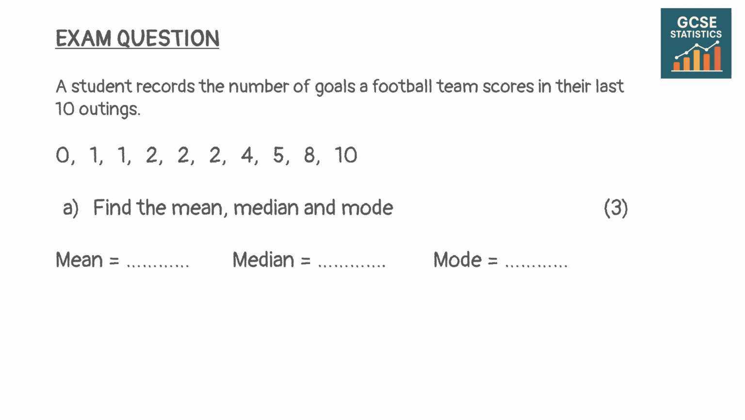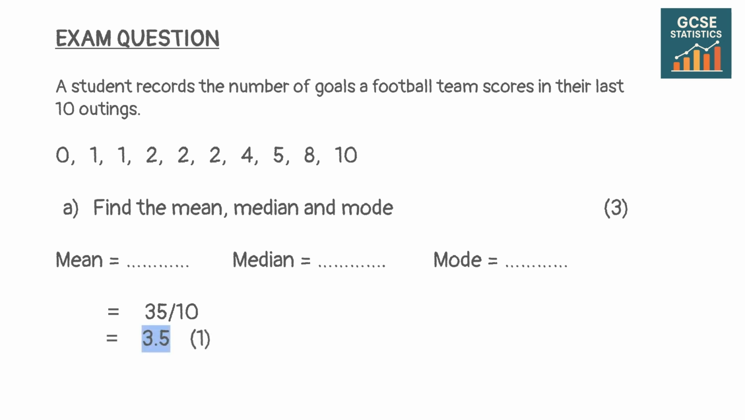For the mean, we have the sum as 35. Remember, you're always allowed a calculator for statistics, so make sure you use it. We also have 10 games, so we divide this by 10. So 35 divided by 10 gives us a mean of 3.5.